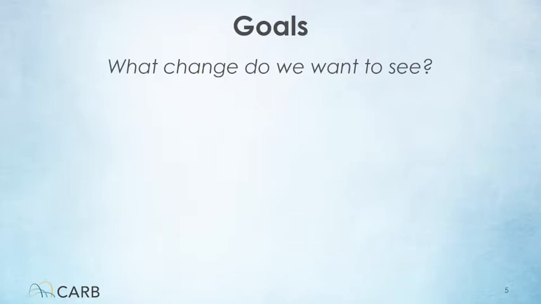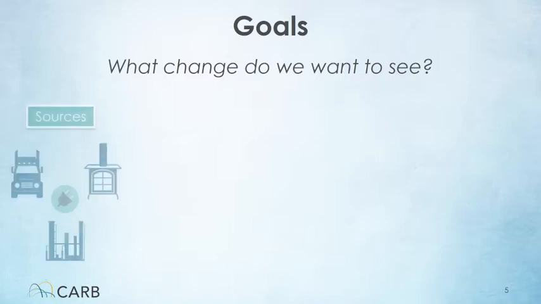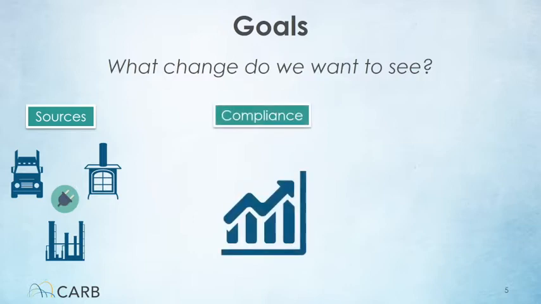Let's start with goals. Remember, a goal defines what change we want to see in our community. A community emissions reduction program could set different types of goals. For example, goals could focus on specific emission sources, electrifying the heavy-duty vehicle fleet in the community, reducing impacts from residential wood smoke, or cleaning up refineries. It could also set goals to increase compliance with air quality rules and regulations.